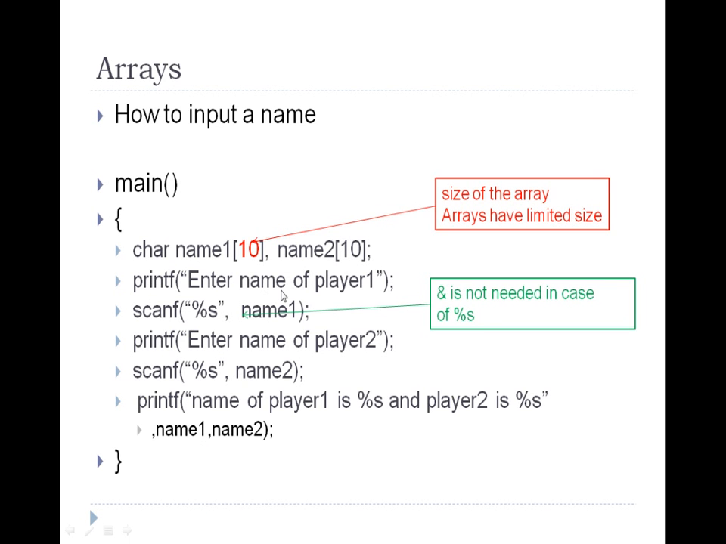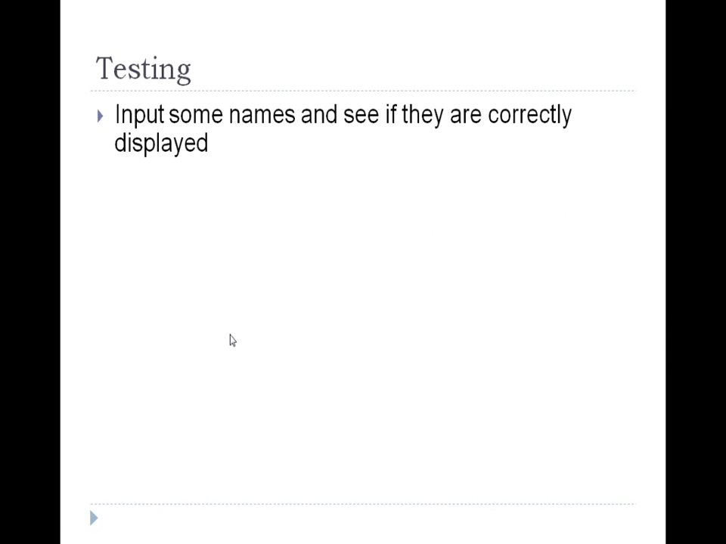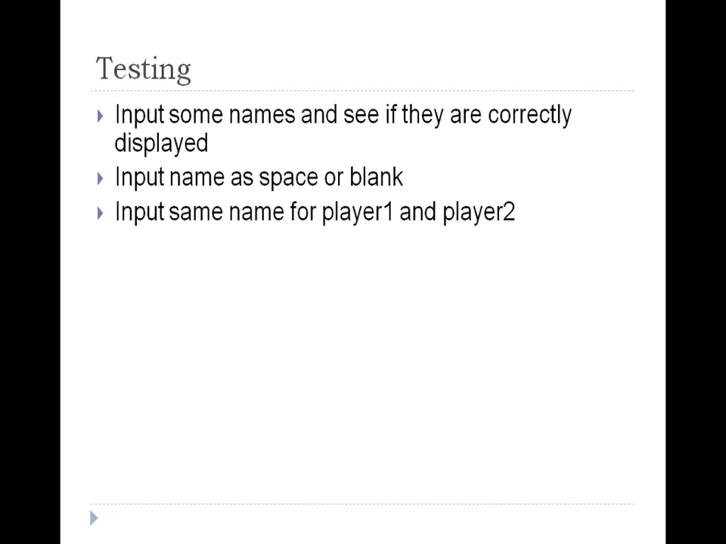You can try this out on your computers, and after trying this out, do some testing. Input some names and see if these are correctly displayed. Input a blank or a space as a name and see what happens. Input the same name for player 1 and player 2. If you have the same name for player 1 and player 2, it is an error, and you should be able to detect that.